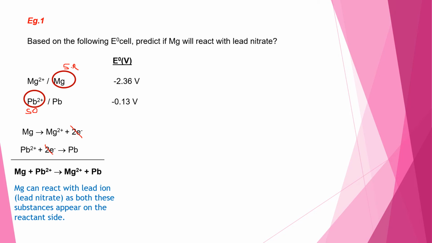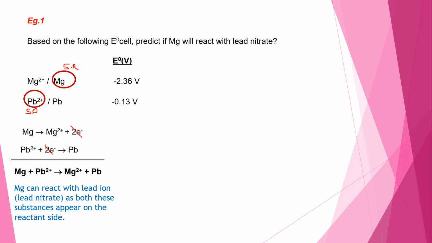The other method that we use is to calculate the EMF and see if the EMF comes to a negative value or a positive value. If you recall the table which I showed you, the flow chart, if the EMF of the cell is negative, it basically means that reaction doesn't happen. But if the EMF of the cell is positive, it means that reaction is possible.